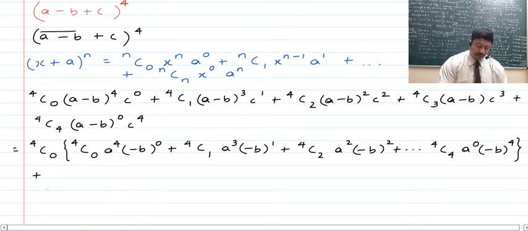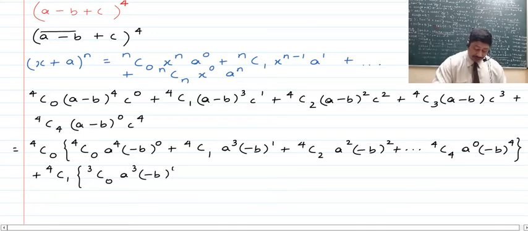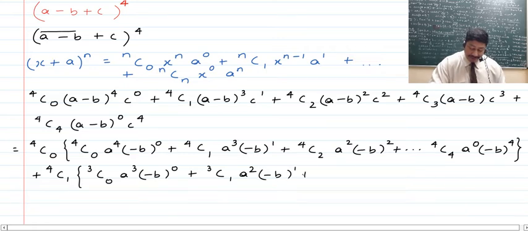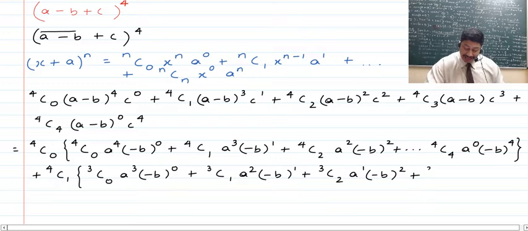Now after this, children, we'll be talking about the next term, which is 4c1, and remember it requires to be multiplied with a minus b raised to the power 3, which can be written as 3c0 a raised to the power 3 minus b raised to the power 0, right? To that is going to be added 3c1 a raised to the power 2 minus b raised to the power 1, plus we have 3c2 a raised to the power 1 and minus b raised to the power 2, and to that is going to be added 3c3 a raised to the power 0 and minus b raised to the power 3.